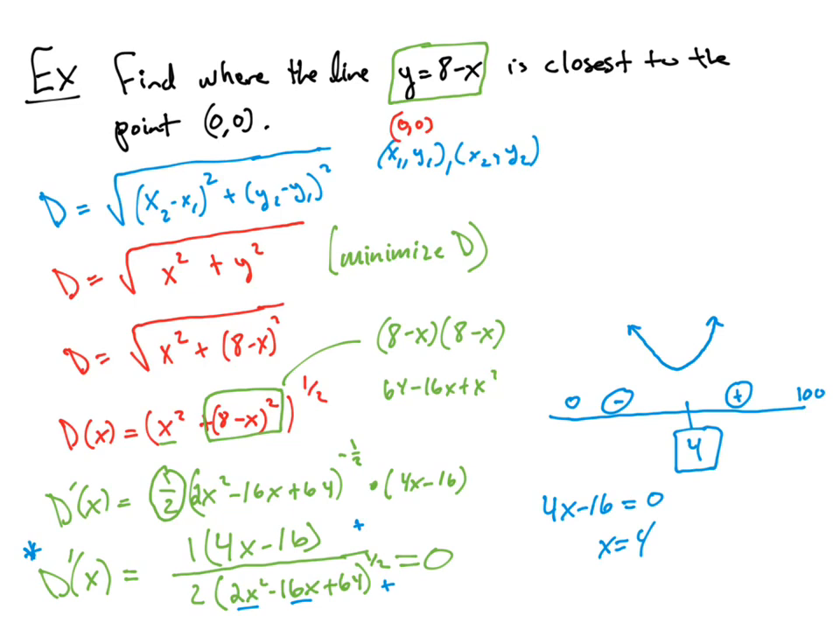Okay, so plugging 4 into here for x, we can get our y value, and we're going to get a y value of 4. So the coordinates that are going to minimize the distance, or I should say the coordinates of the point on the line that is closest to 0, 0, is (4, 4).